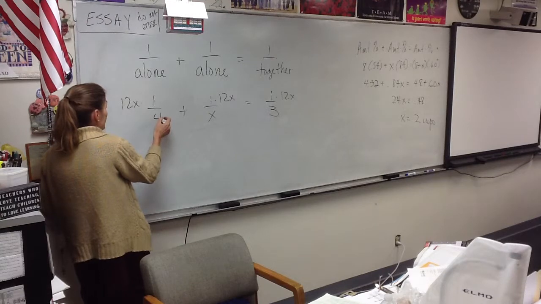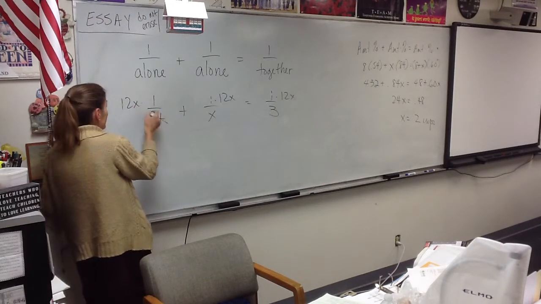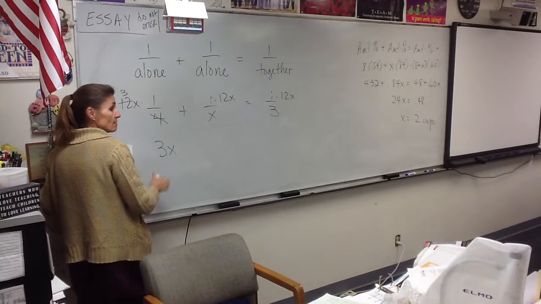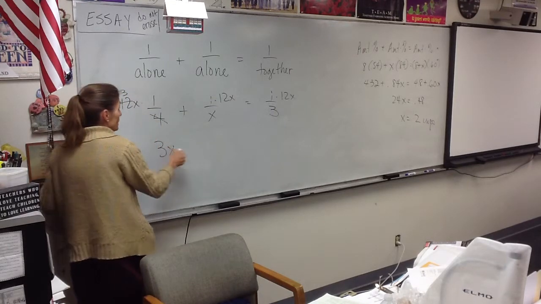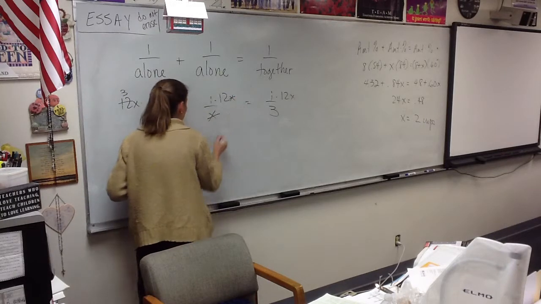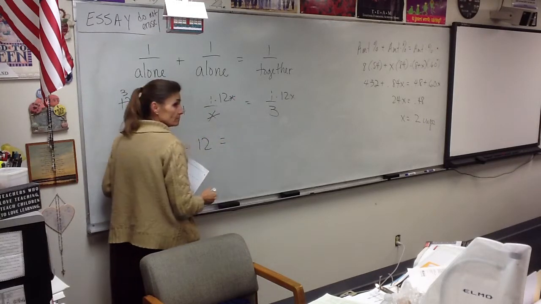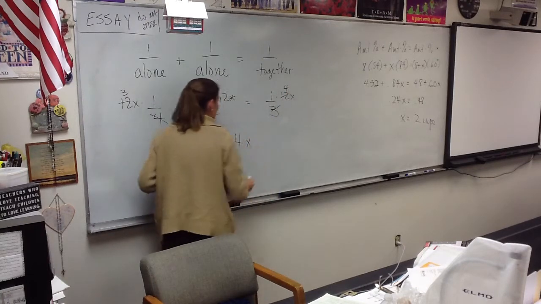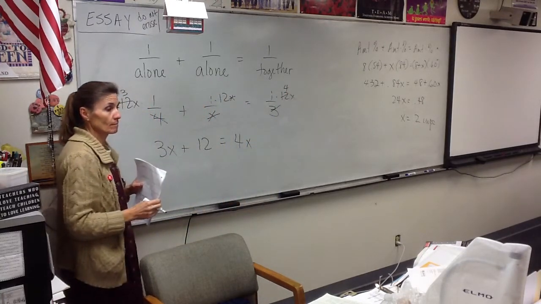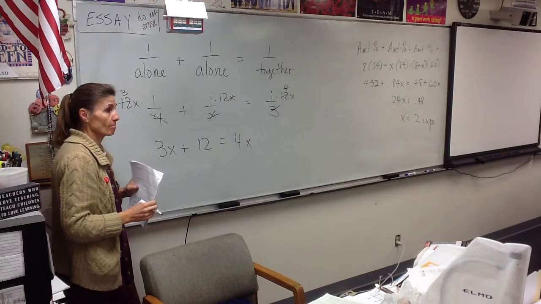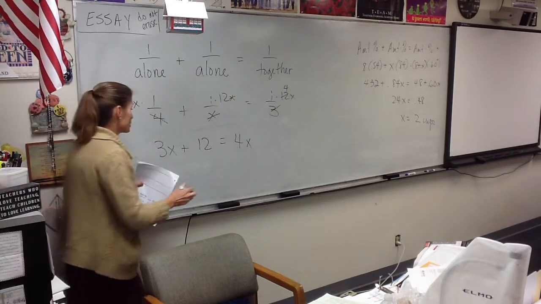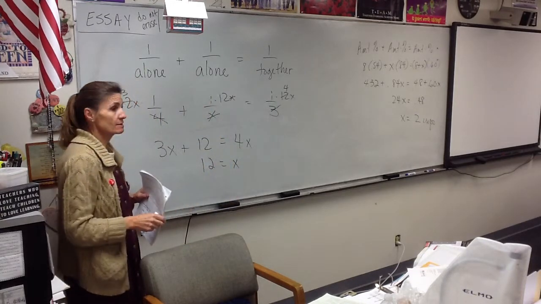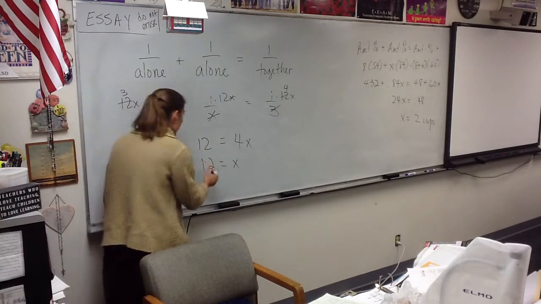Watch it now. 4 goes into 12 3 times, so this is going to be 3x. And the x's are going to cancel, so plus 12. Plus 4x equals 4x. So 12 equals x. That's it. 12 equals x. And that would be x, or 12 hours.